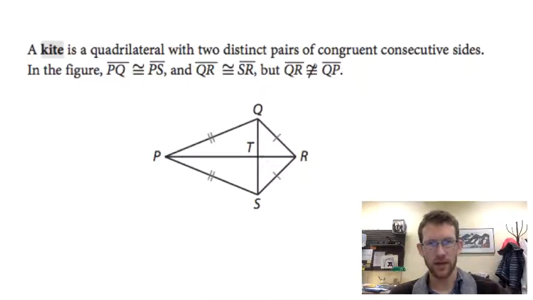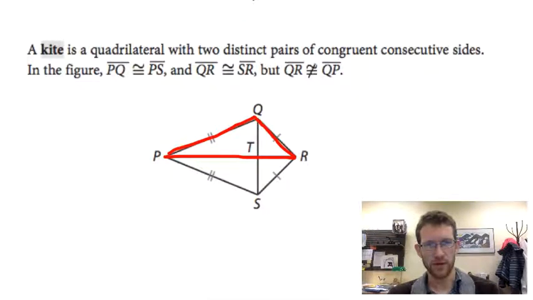So we can get kind of fancy with our definitions and say it's a quadrilateral with two distinct pairs of congruent consecutive sides, so that PQ is congruent to PS, QR is congruent to SR, that sort of thing. Or you could just recognize that, hey, there's one line of symmetry here. It's a reflection. There are two congruent triangles that share a side, like this sort of thing.